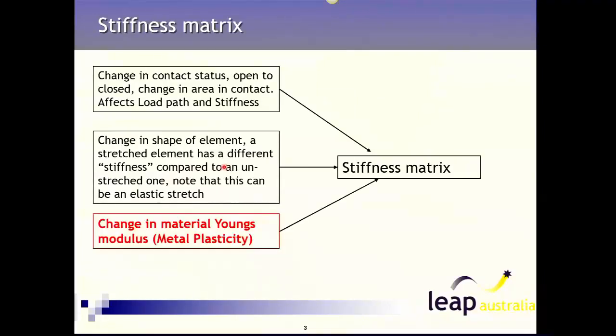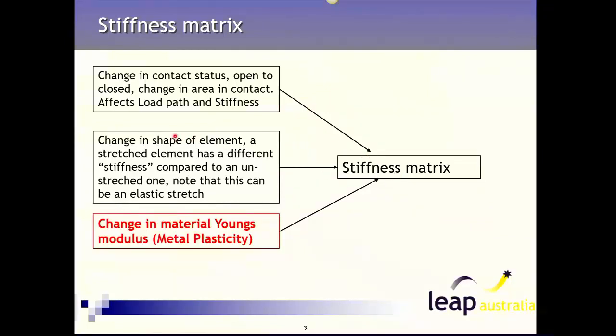Okay, so when we have our stiffness matrix, basically when we're solving our model, we're solving Kx equals F. For a linear model, this stiffness matrix doesn't change. When you have a nonlinear model, any change in contact status, so you'll have an area in contact that may change, is going to change your load path and the stiffness of your structure. So you need to account for that change in a nonlinear model, as the impact of that will change the stiffness matrix.